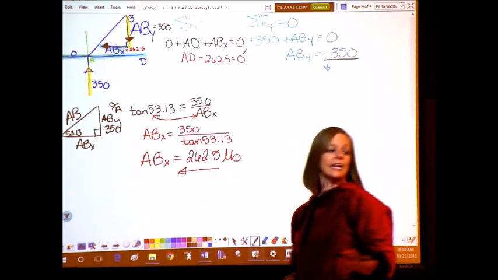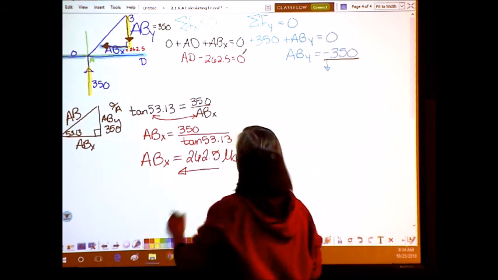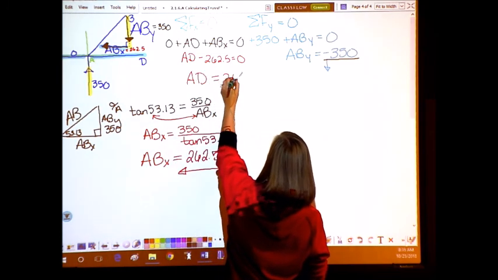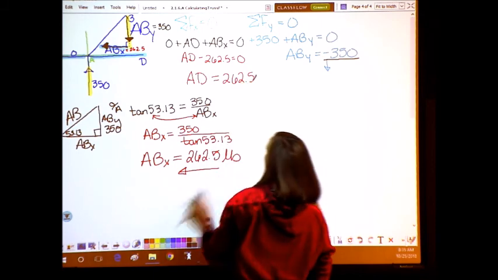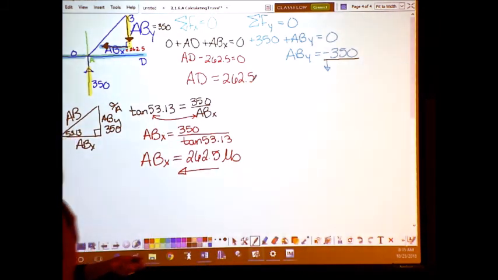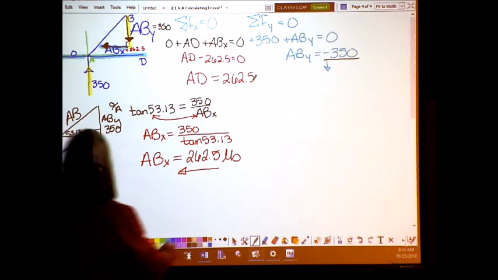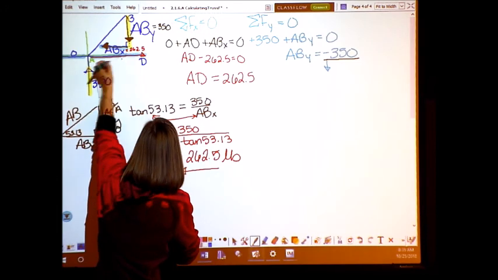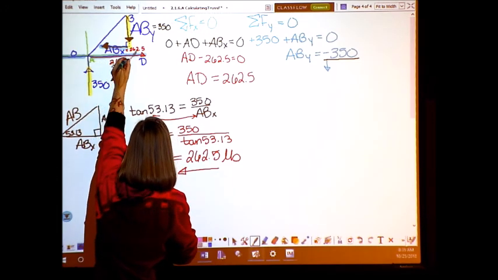And now I can get AD. So AD is positive 262.5. What does it mean to be positive 262.5 in the x direction? To the right. Very good. So at AD, it goes to the right, 262.5.